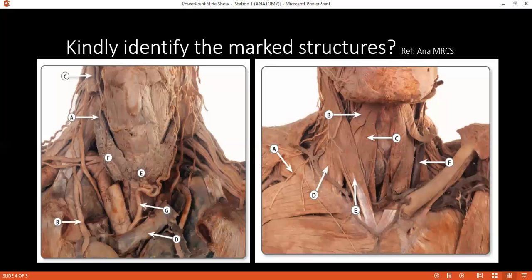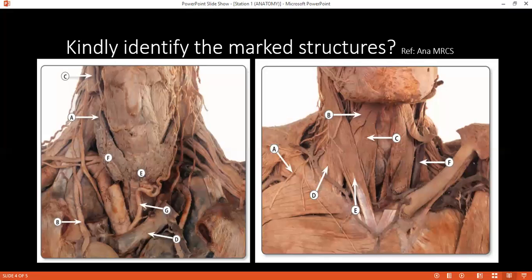What are their actions? Why are they called strap muscles? They basically depress the hyoid bone during swallowing and speaking. So they are basically involved in this movement. Can you please tell me the nerve supply of the strap muscles? All the muscles are supplied by the ansa cervicalis, except for thyrohyoid, which is supplied by C1.